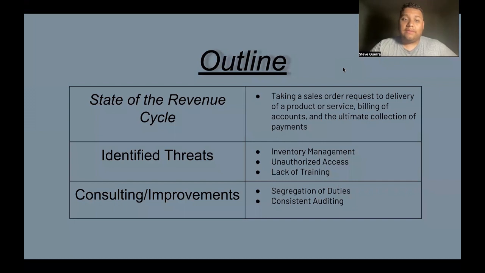Secondly, we're going to be looking at a lot of threats that our team has identified, some of which include inventory management, unauthorized access, and most importantly, lack of training. And finally, we're going to be adding in our consulting skills for Newton's Hardware. Among the improvements and solutions that we'll be providing, one includes segregation of duties, and secondly, consistent auditing. Many of these solutions will be in the terms of internal controls.